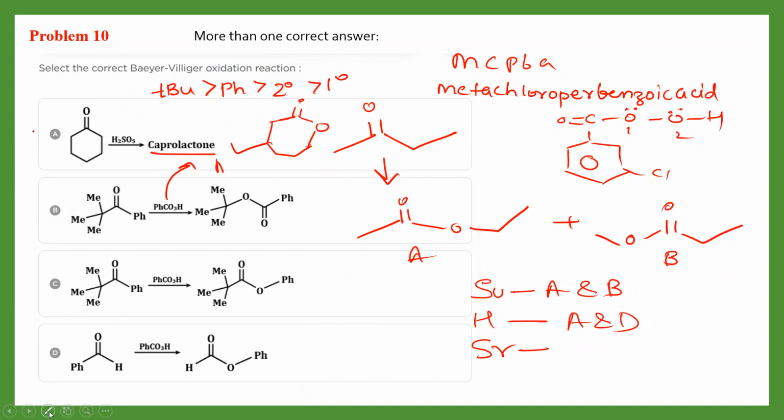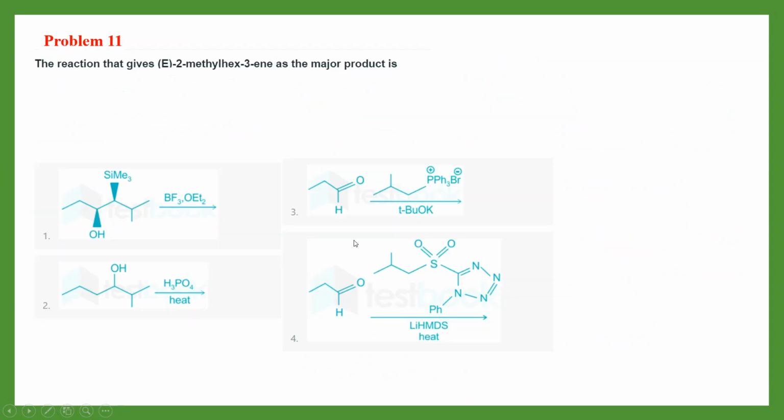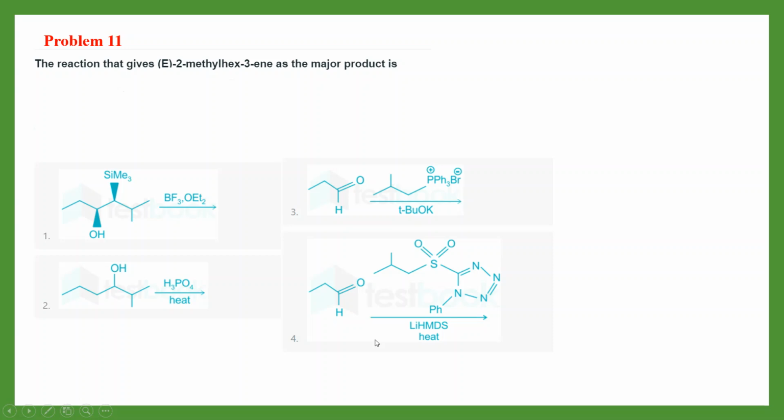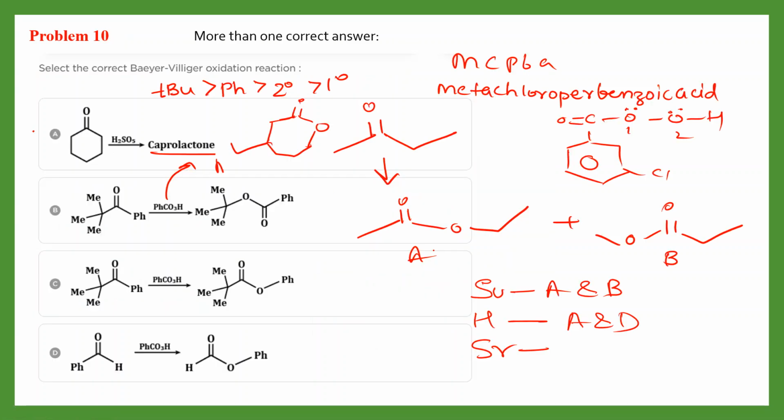Concerted type of transition state, but there is a name for that. No, I don't know. Why is the eraser not working? Okay, let me draw from here.